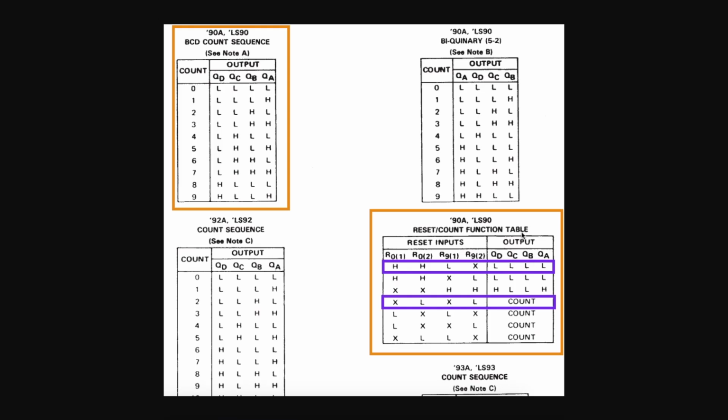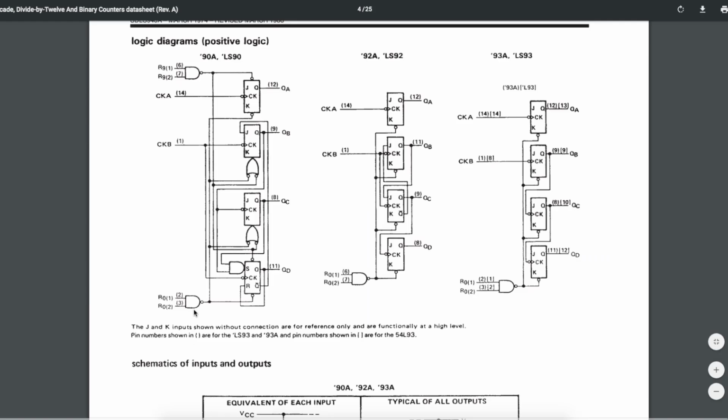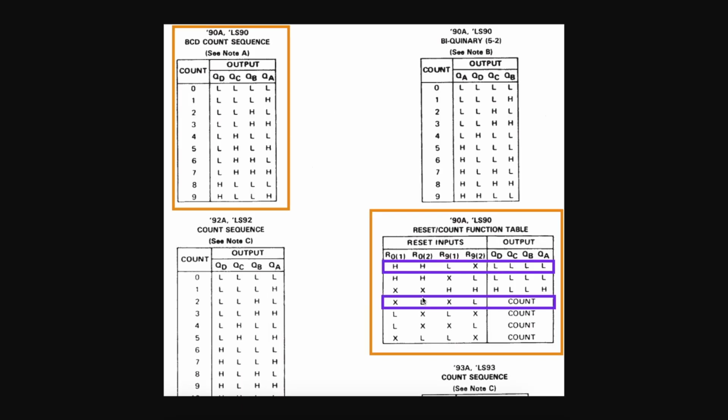So looking at this function table again, after analyzing all the states and combinations of inputs, I found that using one pin, which is R02, this reset down here on pin 3, if I control this pin between high and low, and if I fix all the other resets so that reset 0, 1 is always high, and then reset 9, 1 and 2 are always low, I can just control this reset 0, 2, high and low, and go between reset outputs and just count.